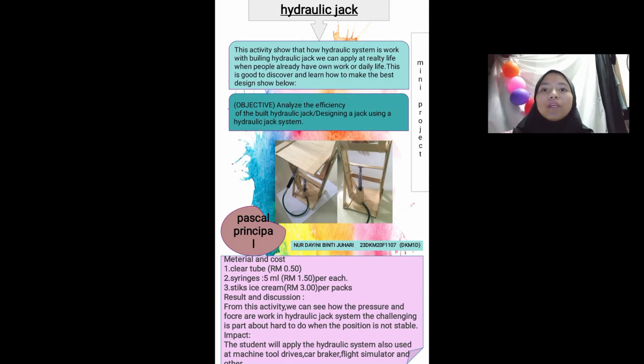Okay, number 1, material and cost. Clear tube, 1 meter is about 50 cents. Number 2, syringe 5 ml, RM 1 ringgit 50 cents each. Ice cream sticks, 2 ringgit per pack.